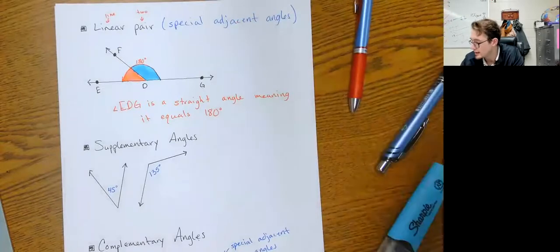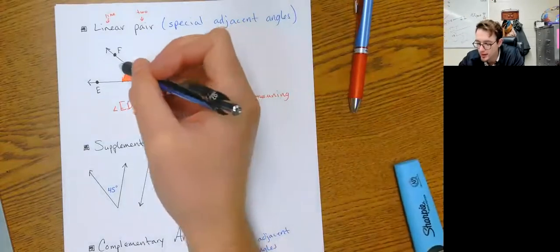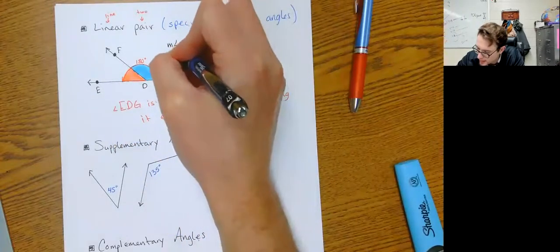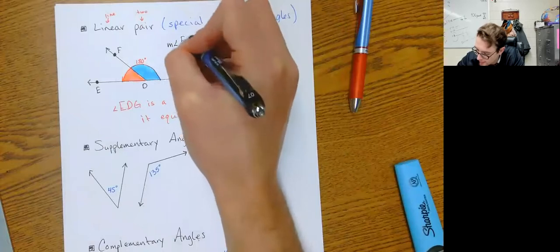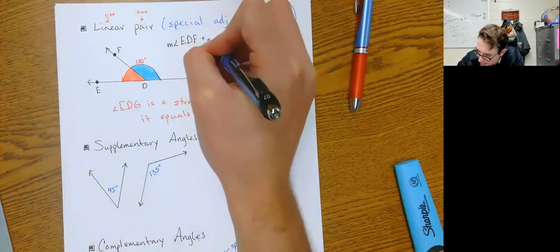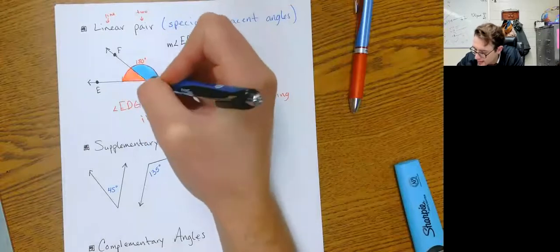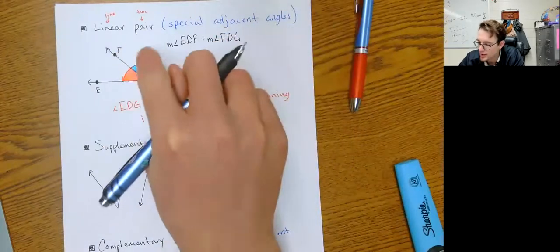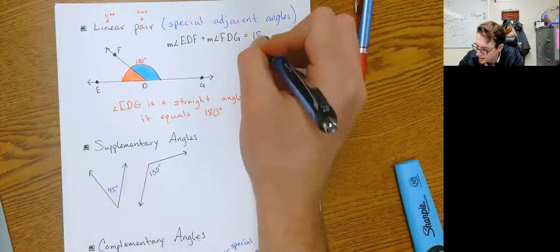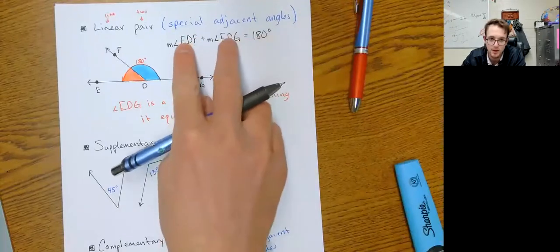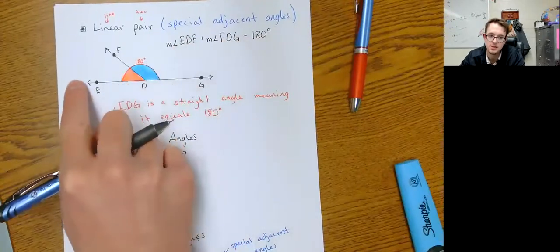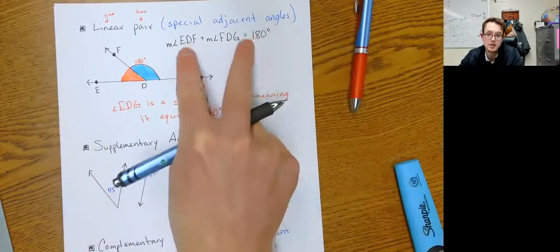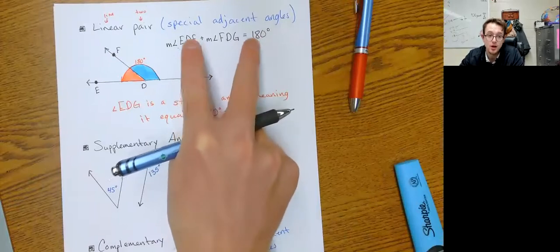So what we get is this little angle, which let's call angle EDF. So the measure of angle EDF plus the measure of angle FDG, so the pink angle plus the blue angle, equals 180 degrees, because when I add them together, I get 180 degrees because the whole thing is a straight angle, which is 180. And now I can do math with this. Knowing this information, I can solve for some missing angles.